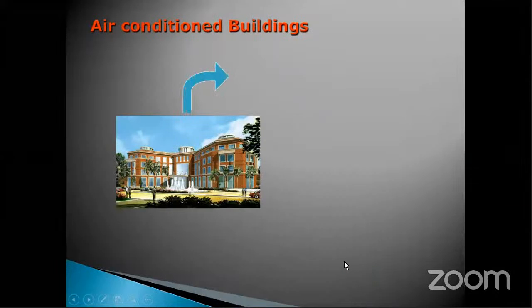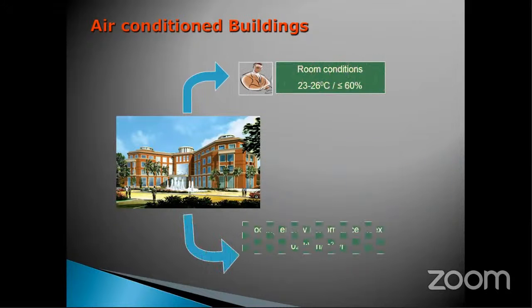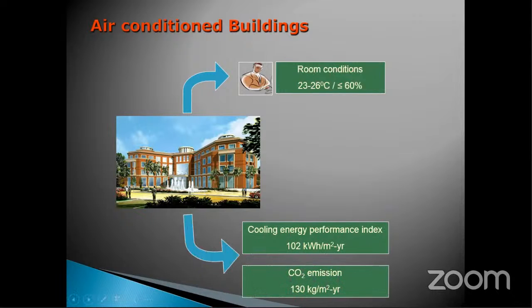So we have trends in air conditioning designing for buildings. So the building which you are seeing here is an air conditioned building which has comfortable temperature, maybe 24 plus or minus 2 degree with 50% relative humidity. And then the power consumption will be around 102 and CO2 emission is 130. So from 29, it has increased to 130.